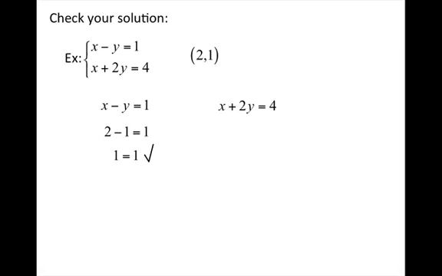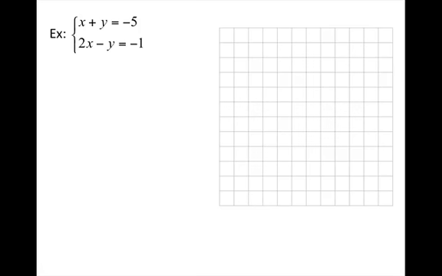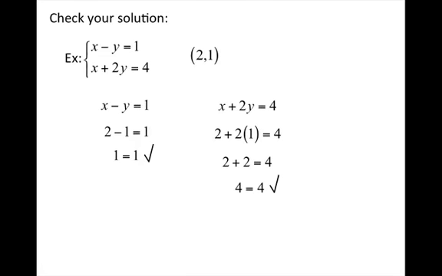So plug the ordered pair 2, 1 into the second equation. Replace the x with a 2 and the y with a 1. So I end up with 2 plus 2 times 1, which is 2 plus 2, and that gives me 4. And that does equal the 4 on the other side. If the ordered pair works in both equations, it is the solution. So my solution to this system of equations is the ordered pair 2, 1.